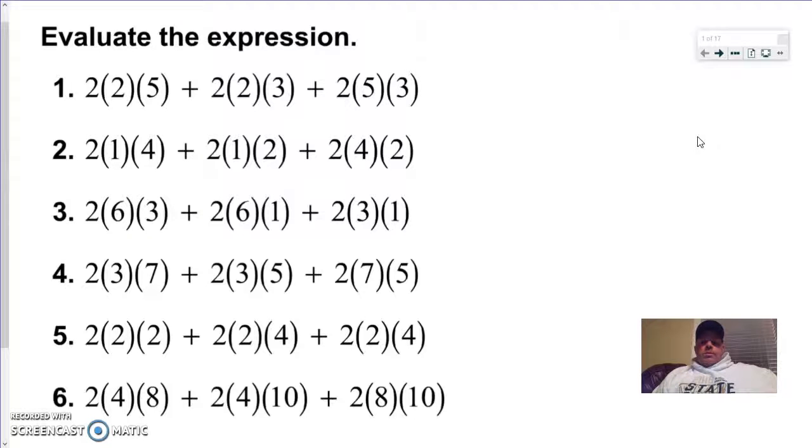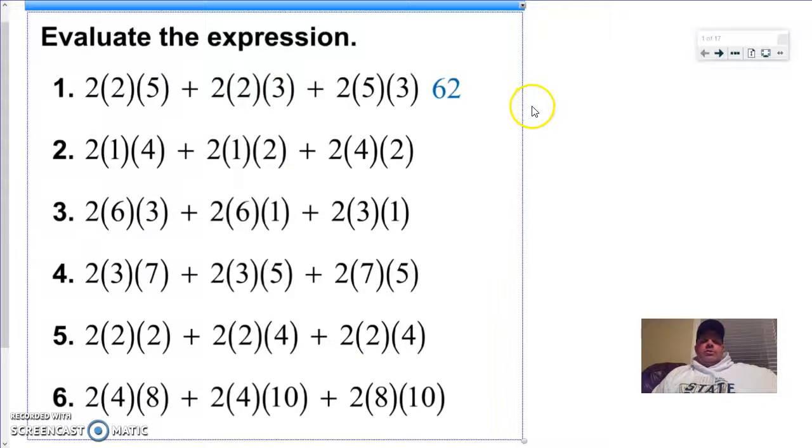Hopefully you had some time to do these problems. As you can see up here, 2 times 2 is 4, times 5 is 20, so this one is 20. 2 times 2 is 4, times 3 is 12. 2 times 5 is 10, times 3 is 30. So 30 plus 20 is 50, plus the 12 should give us our answer of 62.